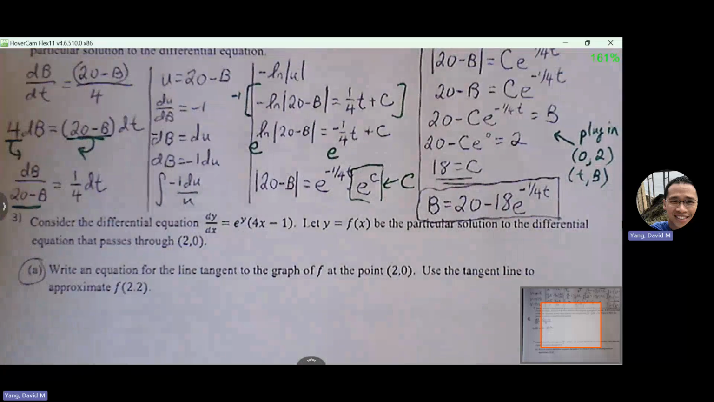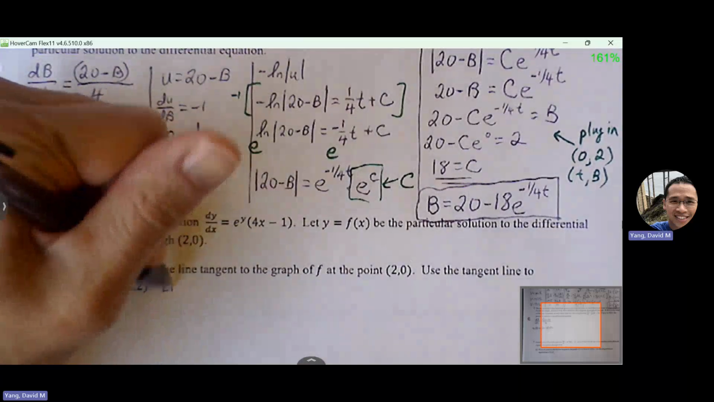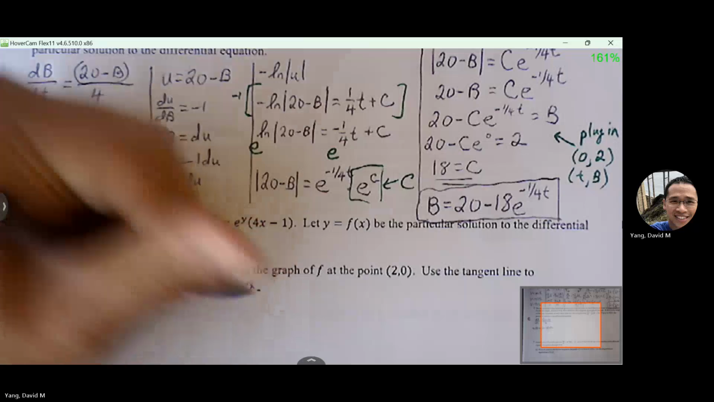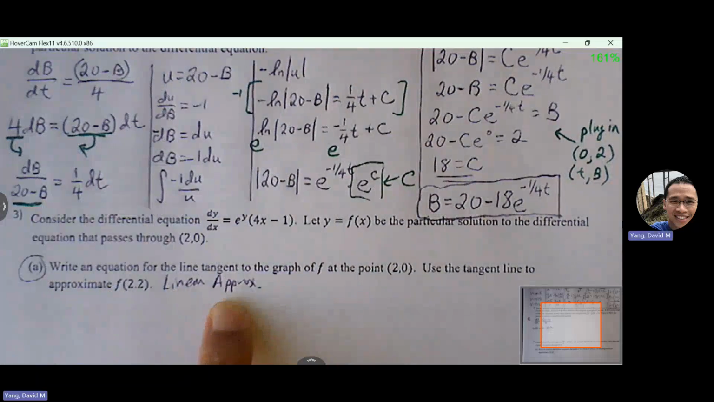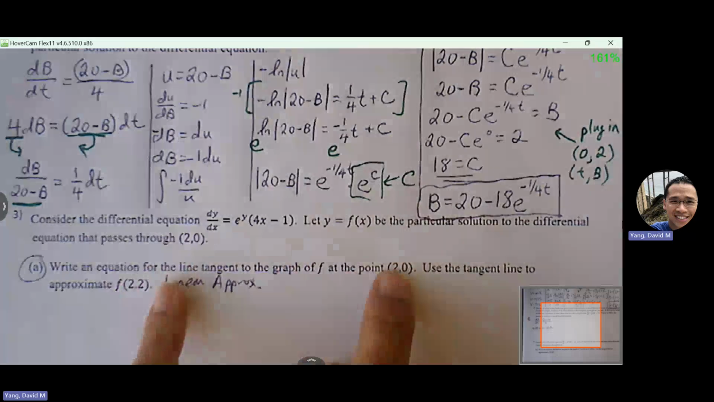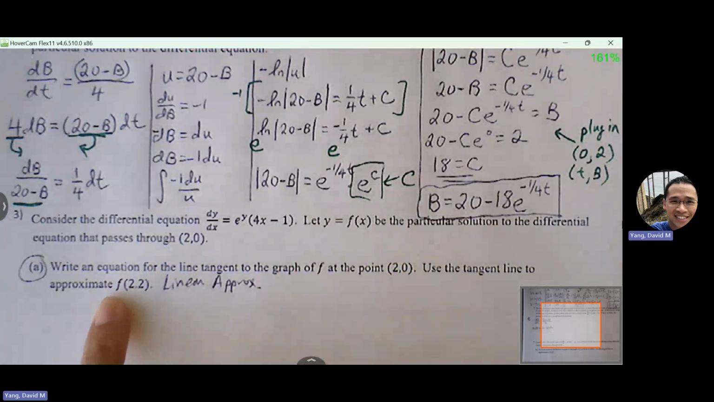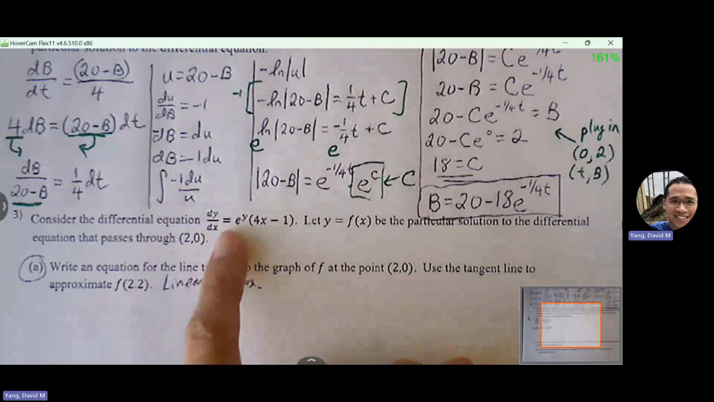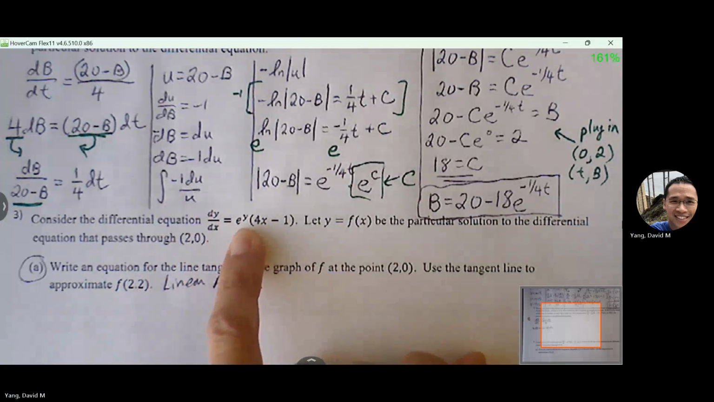So part A is a little bit of a review from a previous unit. This is linear approximation. In linear approximation, our initial goal is building the tangent line equation. And once we get that tangent line equation out of the way, we can plug in that 2.2 to get the decimal. So part A, we're not going to solve the differential equation. We're just going to use this to find our slope.